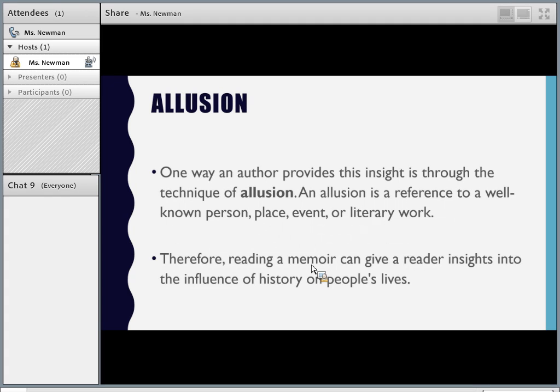Okay, let's make sure we understand what an allusion is. This happens all the time, especially in English, but everywhere you go, movies, songs, everything, there are allusions everywhere. If you're looking for them, you'll find them. One way an author provides this insight is through the technique of an allusion. An allusion is a reference to a well-known person, place, event, or literary work. Remember, you have to include one allusion in your assignment. Therefore, reading a memoir can give a reader insights into the influence of history on people's lives. So whatever you allude to, whatever you refer to, can give some insight about you.